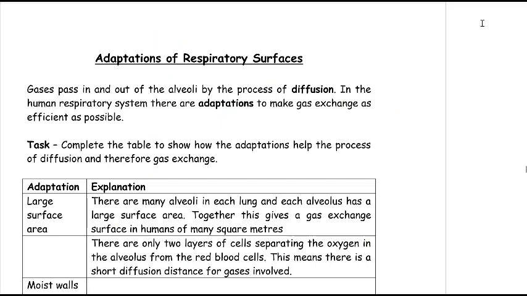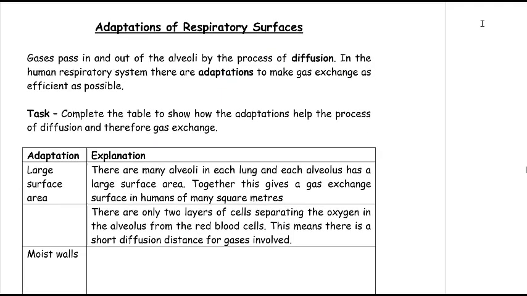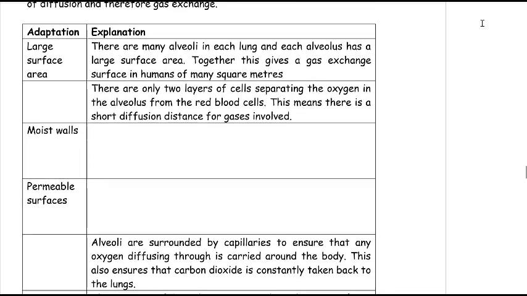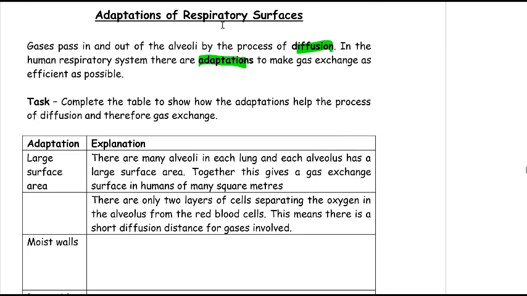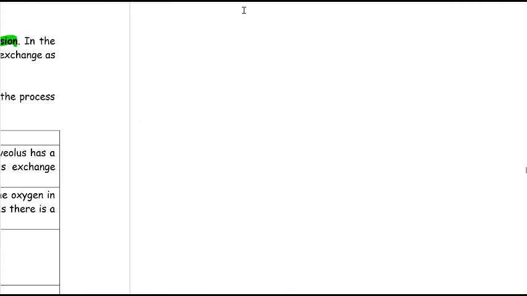Now, all respiratory surfaces have to be adapted to be good at their job, which is to try and get as much oxygen into the blood as possible and remove carbon dioxide. Now, because the gases pass in and out of the alveoli by diffusion, they need to be adapted to be good at carrying out diffusion. Now, this table shows you a lot of detail, but I want to give you some bullet points here. Because this is going to be used for revision, I want you to be able to summarize this really quickly and really clearly.